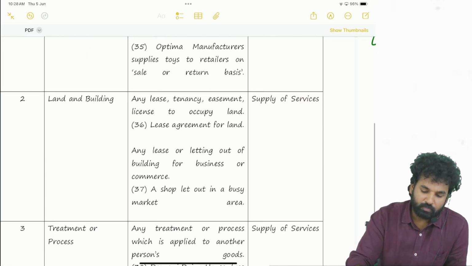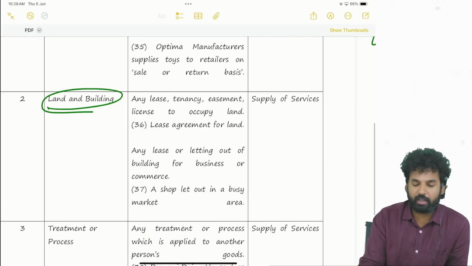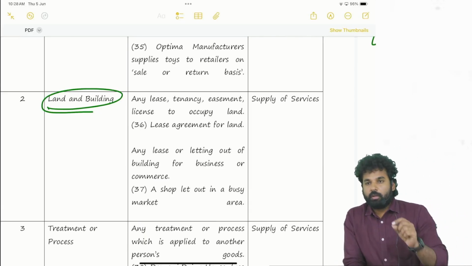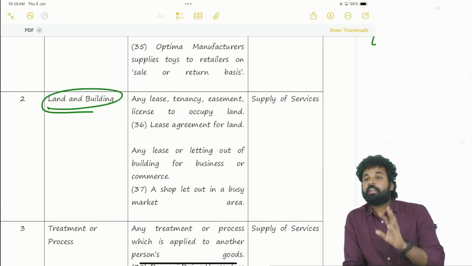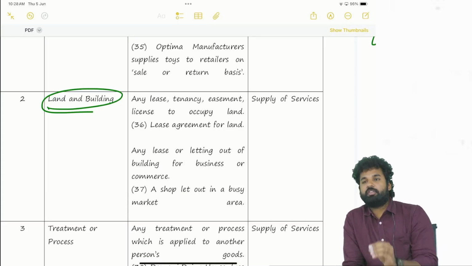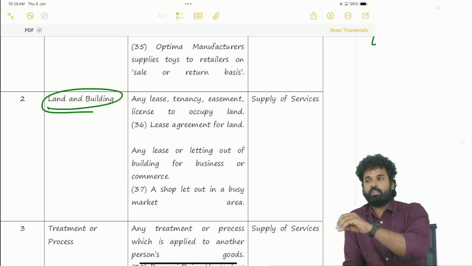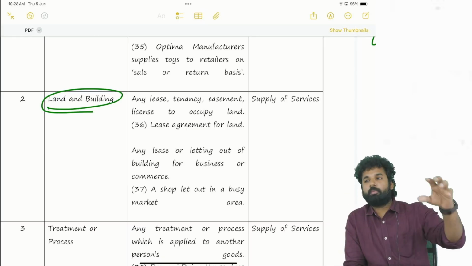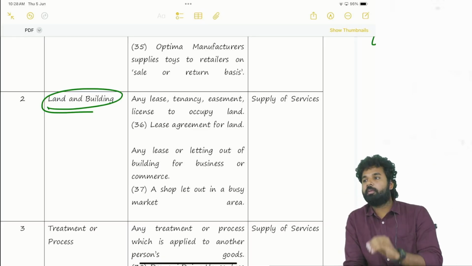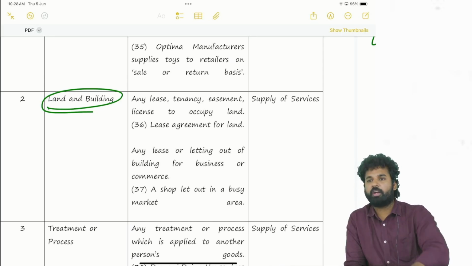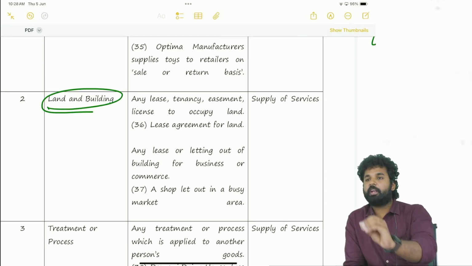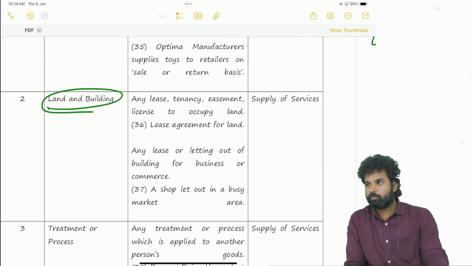Next, land and buildings. With respect to land and buildings, see here, land and buildings sale. Whenever there is a transaction with respect to land, a buyer is there, a seller is there, seller is selling a property to a buyer. Property is an immovable property, that is a land. It may be agricultural land, it may be commercial land, it may be plot of land, whatever it may be. It is completely outside the scope of GST. Because it is an immovable property, first of all, it is not a good.